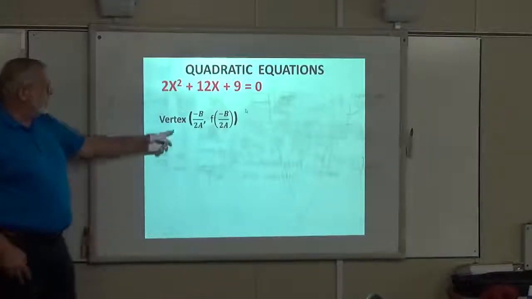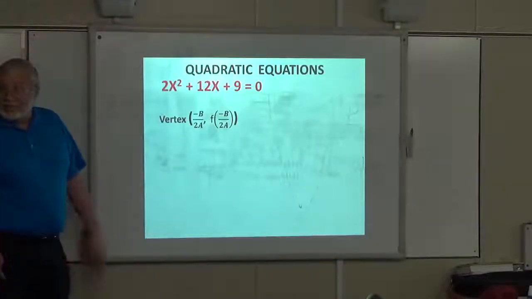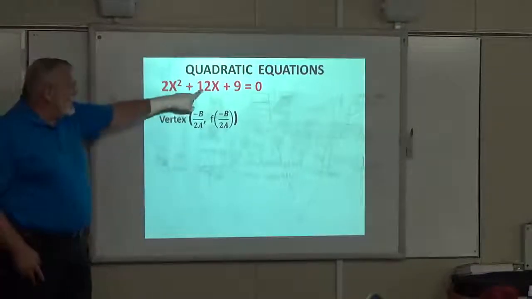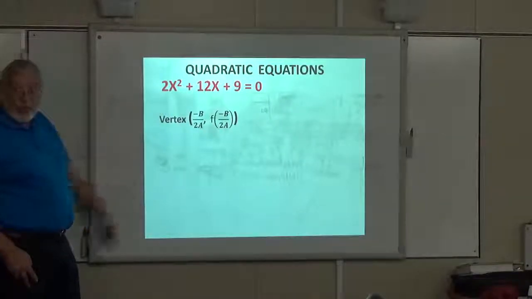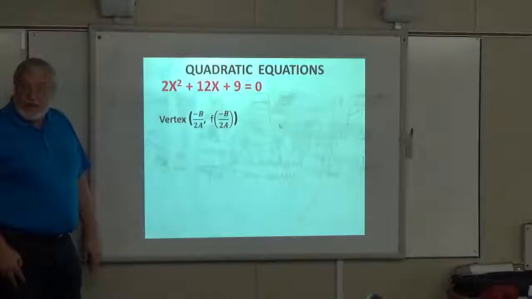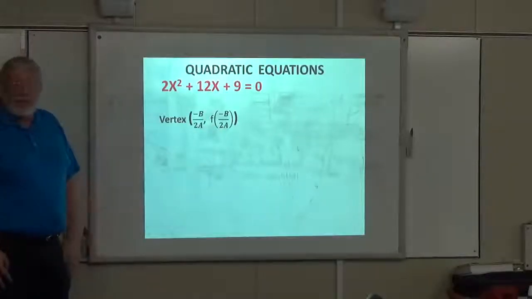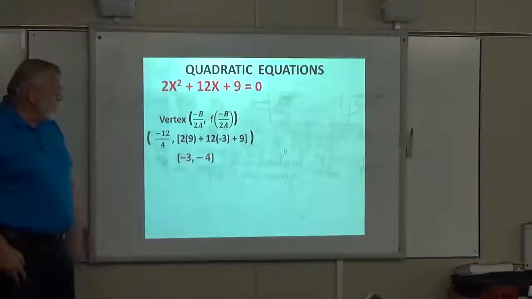Okay, so the vertex is at negative b over 2a. So what would be the vertex of this? Negative b, which is negative 12 over 2a, 4. What's negative 12 over 4? Negative 3. And then I have to put the negative 3 back in here to find out what f of x is. So when I do that, I get all that junk, but I still end up with negative 3, 4.